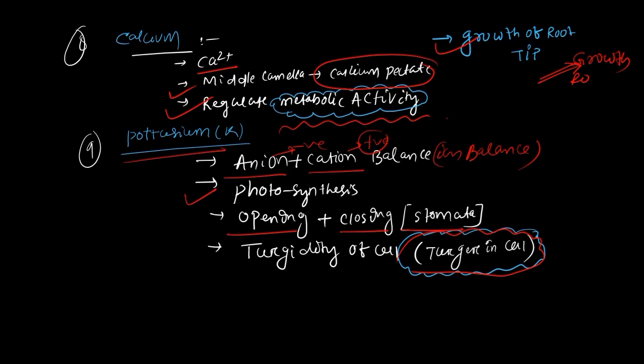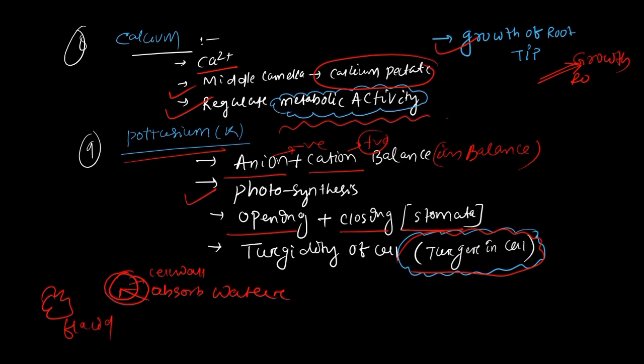So what is turgor in a cell? Let's consider this cell absorbs water and creates a pressure on the cell wall. Otherwise the shape is like this, and this condition is known as flaccid. Flaccid means it has lost water, but turgid means it absorbs water and creates pressure on the cell wall. This condition is known as turgidity, and it is due to the potassium ion.